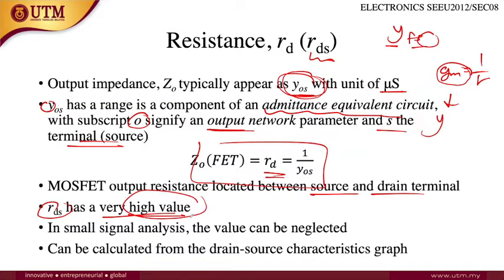It has a very high value. In small signal analysis, this value can be neglected. You can omit this value because it will leave the circuit as an open circuit. And it can be calculated.